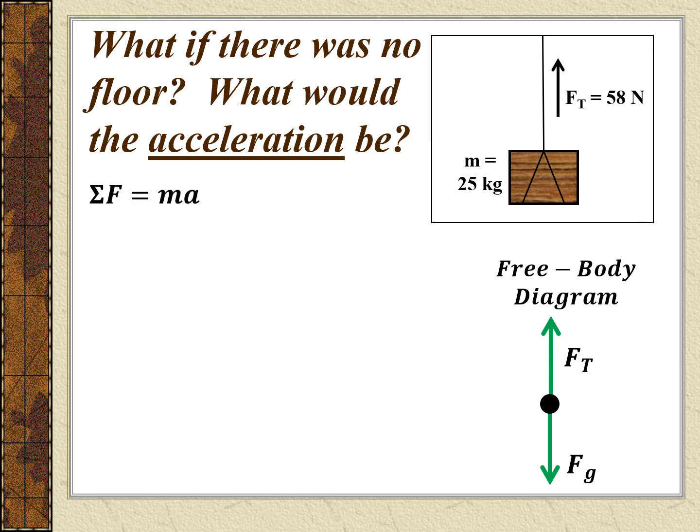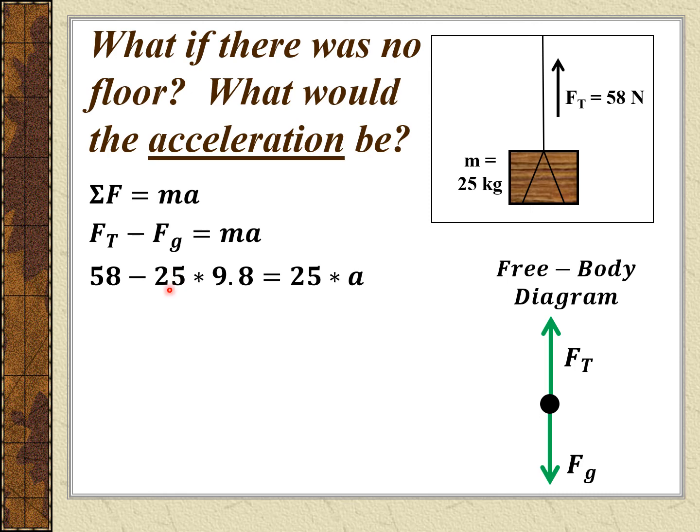So our net force is going to be equal to mass times acceleration. The only forces we have are the force of tension and the force of gravity. The force of gravity is going to be equal to the mass, which is 25 times 9.8. Now this time we do have an acceleration because the force of gravity is going to end up being 245 newtons, but the tension is going to be only 58 newtons, so it's not going to be able to balance it out. So we get the mass times acceleration on this side, plug in 25. We go ahead and solve this side of the equation. It's 58 minus 25 times 9.8.